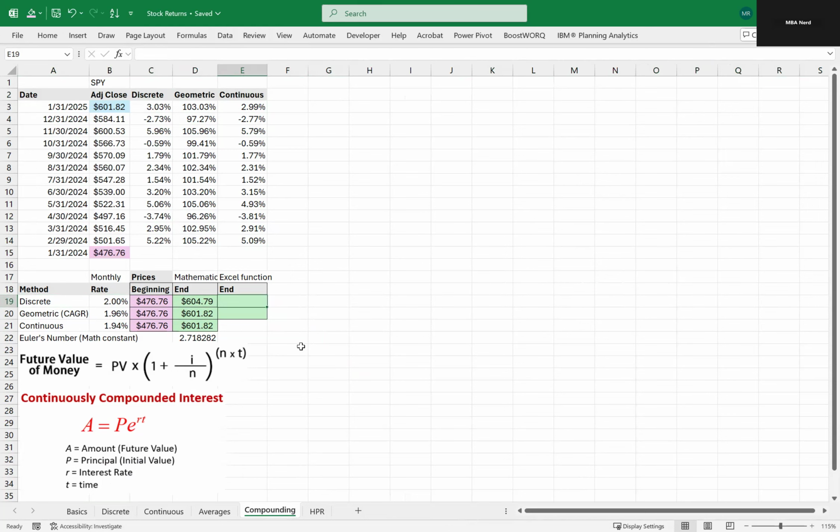There's also a couple of functions that we can use for this. It's equals FV, for future value.